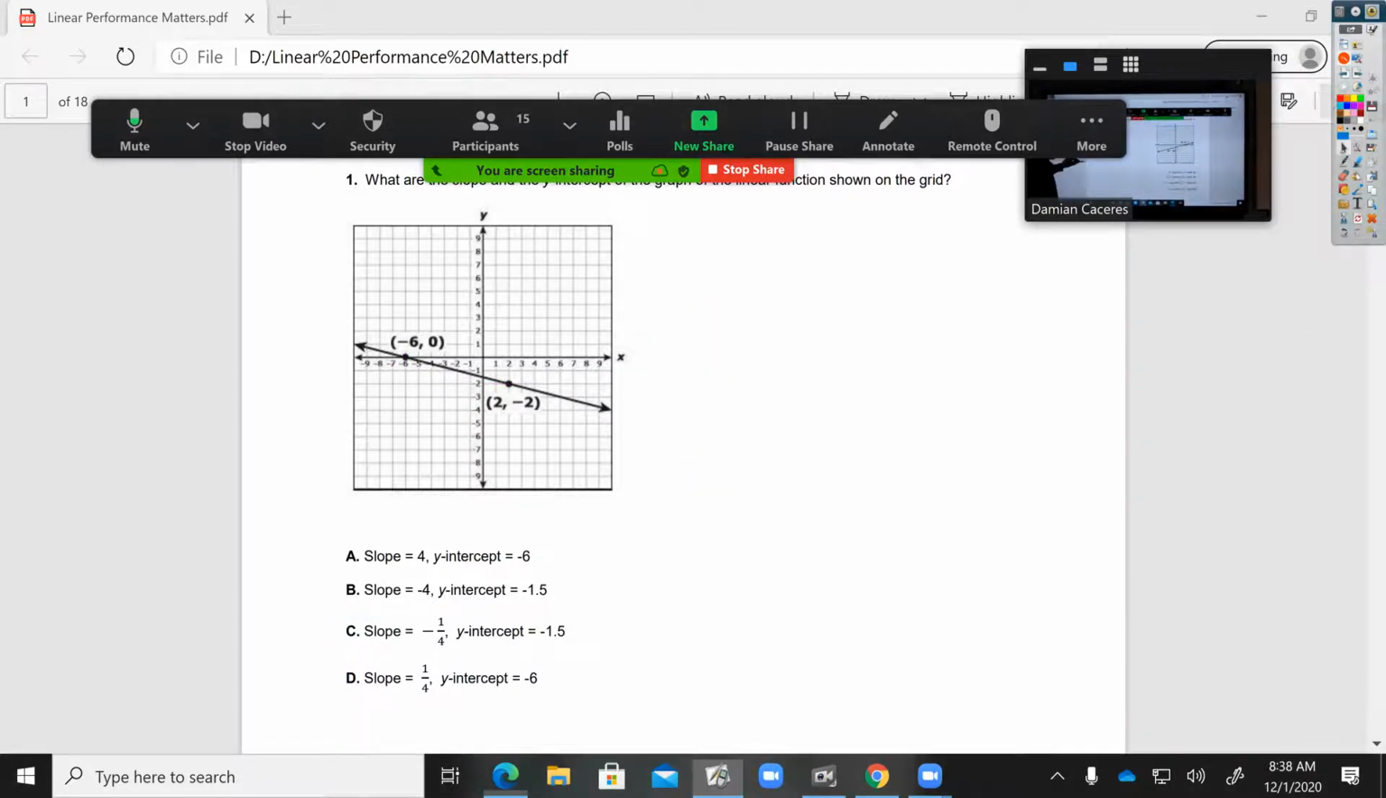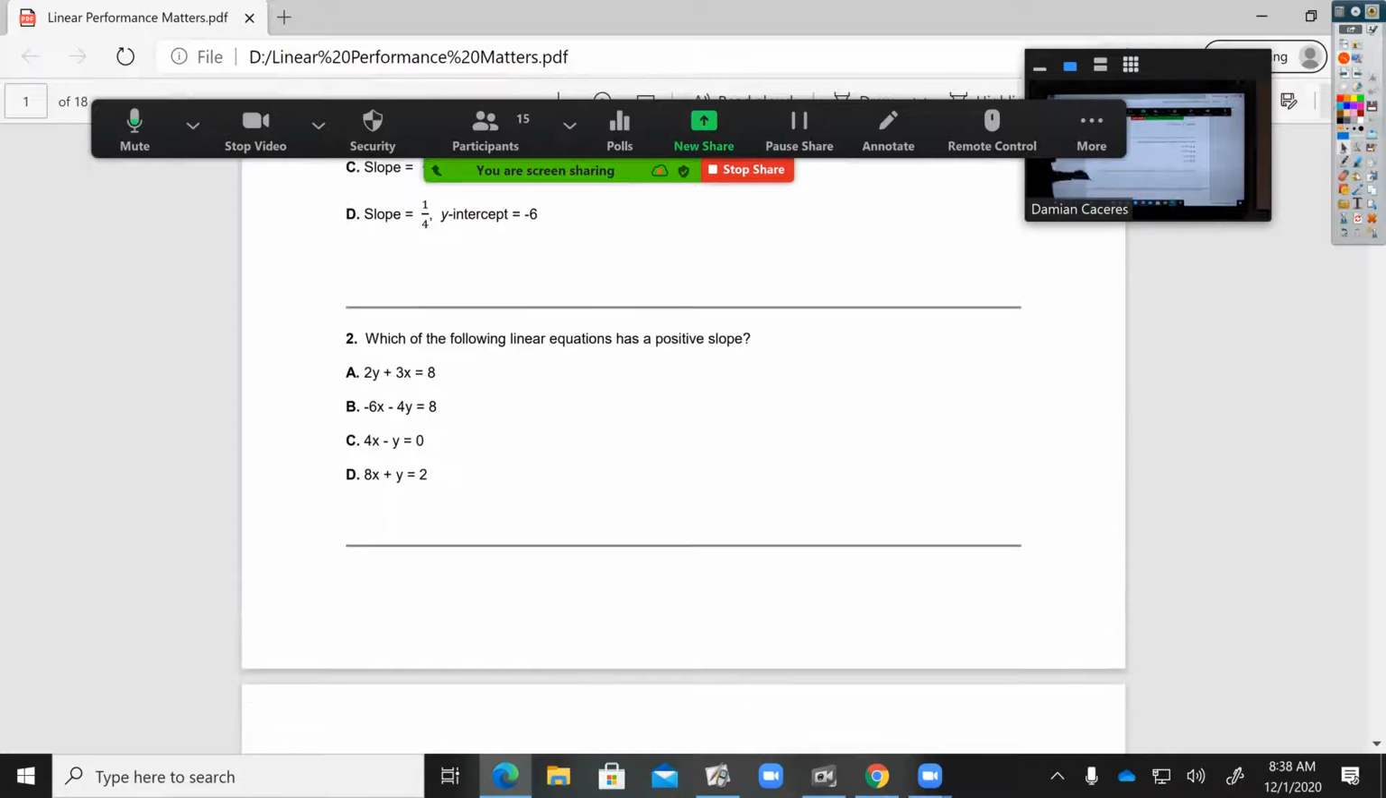Now let's move on to the next problem. I'm not going to be able to review all of them because some of the graphs and stuff won't show up here, so I'll review everything that we can review from it. So over here on this one it says, which one has a positive slope?